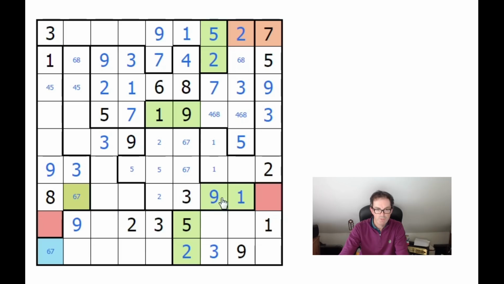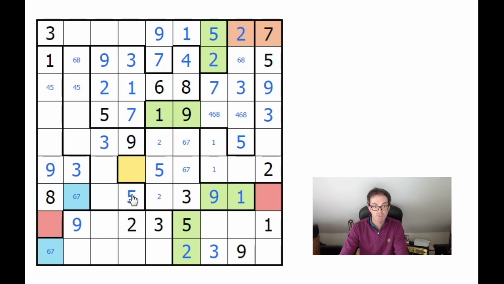Now, where can we put a 5 in row 7? It can't be here anymore. It can't be here because there's already a 5 in the column. It can't be here because there's 5s in the block. So it's in one of these two positions and there's a 5 there. This is a 5, which means this is a 5.